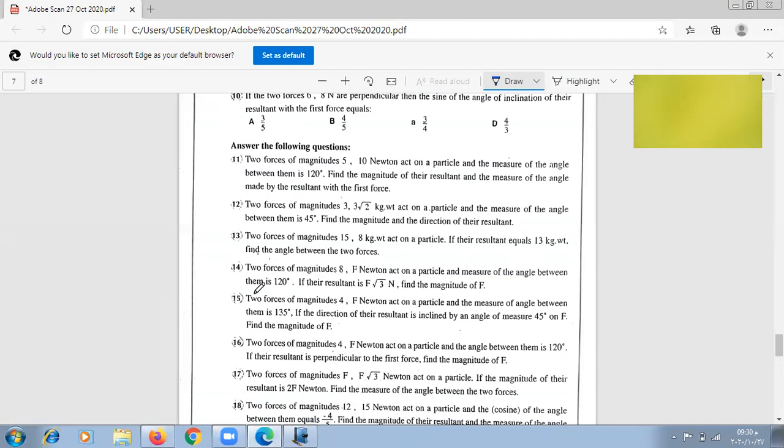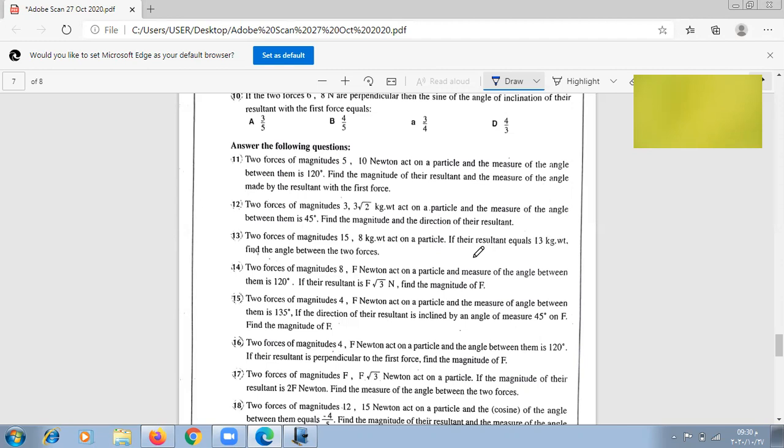Let's solve number 13. In number 13, two forces of magnitude 15 kilogram weight and 8 kilogram weight act on a particle. If the resultant equals 13 kilogram weight, find the angle between the two forces.